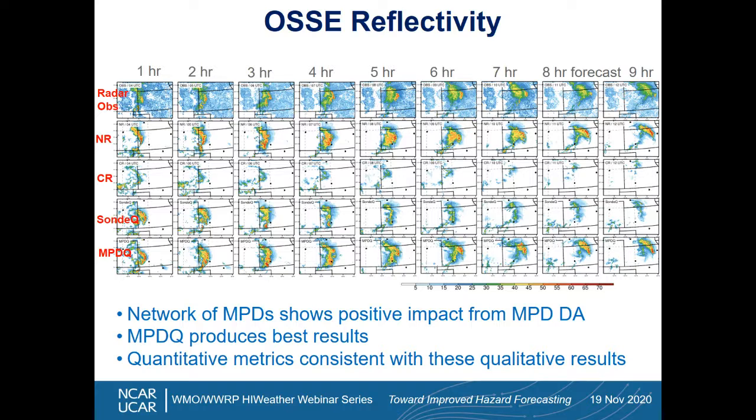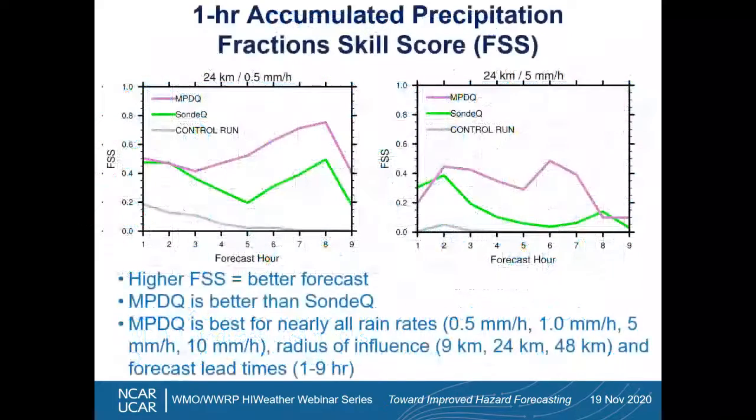The quantitative metrics also support this conclusion, which I'll show you one example of here. This is to compare the 1-hour accumulated precipitation fraction skill score. Here I'm showing the FSS for 2 different thresholds: a 24-kilometer radius of influence for verification and a rain rate of 0.5 millimeters per hour on the left and 5 millimeters per hour on the right. So the higher the FSS, the better the forecast skill.